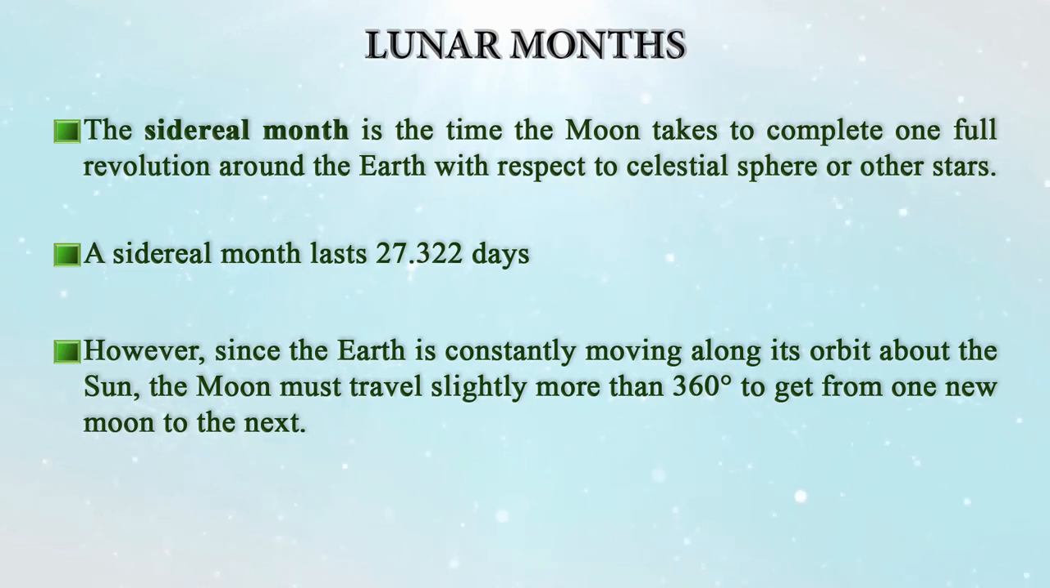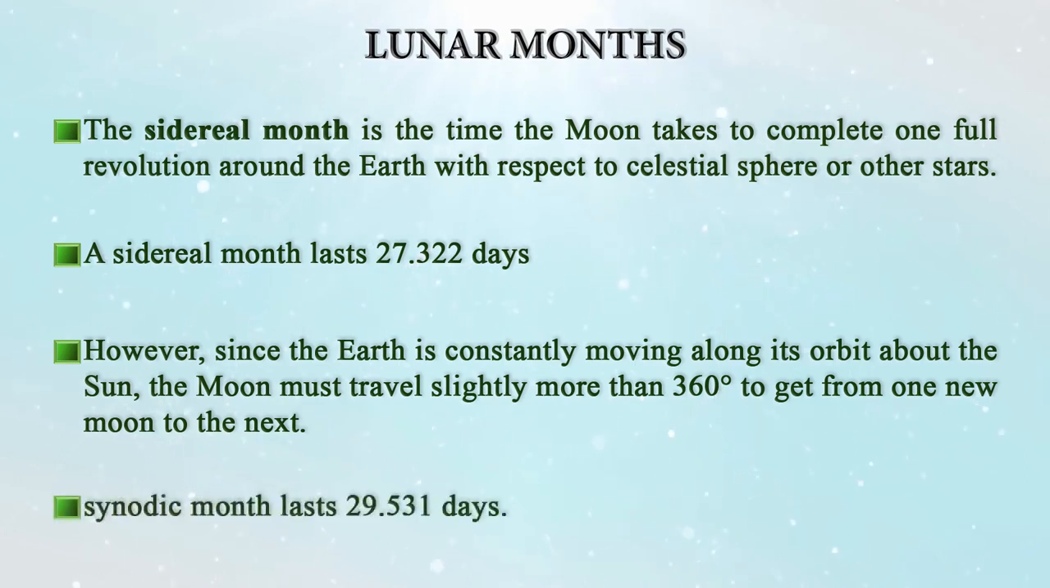So it also happens to be similar in the case of the moon: when the moon is revolving around the earth, to come back to the same position and get a new moon, it must travel more than 360 degrees. So this is called a synodic month, which is slightly more than the sidereal month, and it lasts for 29.531 days.